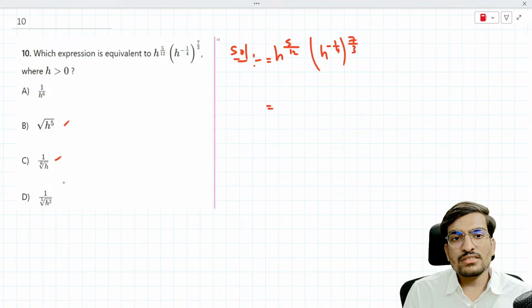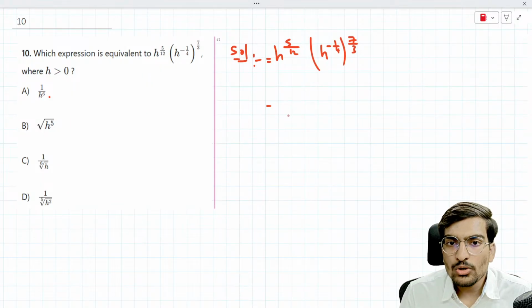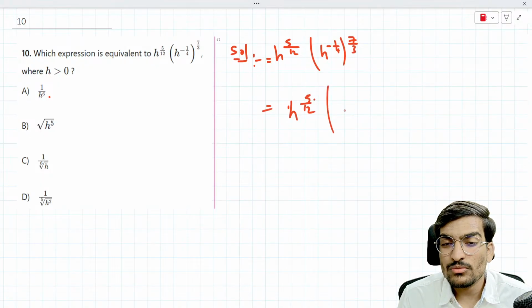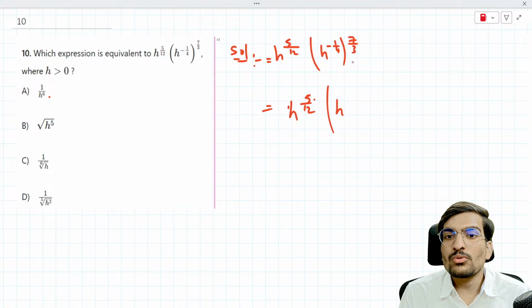We just have things in root, but the root value is not given in the question, and there is only one option which doesn't have a root. Let's try to solve it. And what do we get? Let's see. So h raised to the power of 5/12, we can't reduce this, it's 5 on the top. Then (h^(-1/4))^(7/3) equals h raised to the power of negative 7/12.